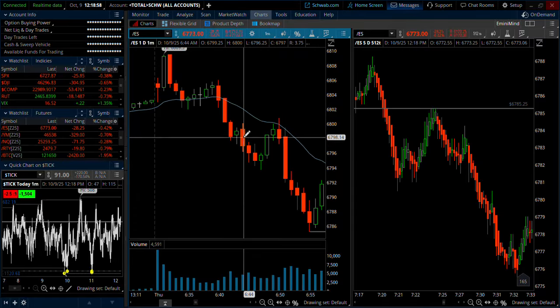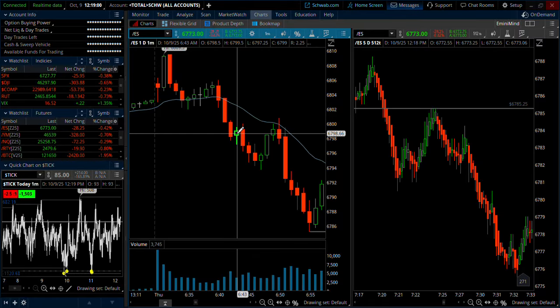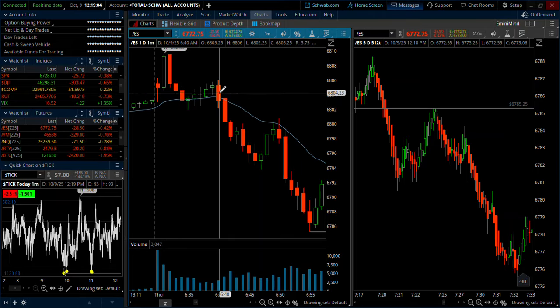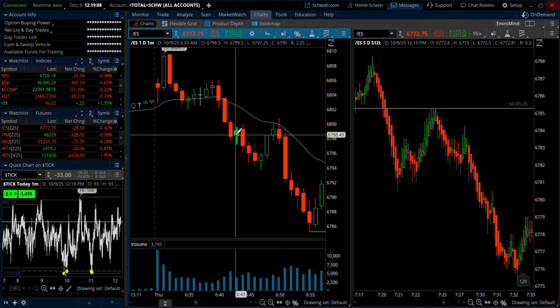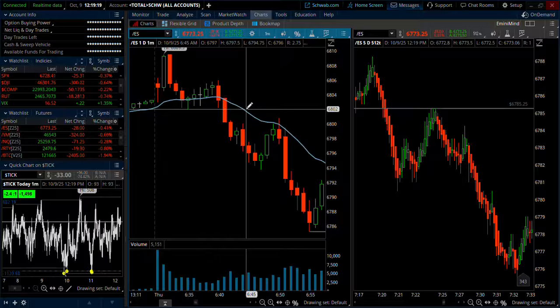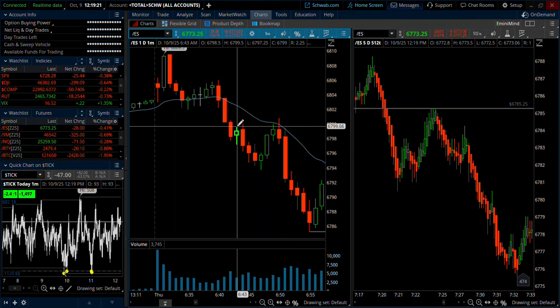Then we had this little hammer in here, and leading into it, we had 3 red bars that formed pretty quickly, and we started to get a lot of momentum to the downside. So I chose to pass on this hammer for 2 reasons. One, we had a strong down move, and two, the next resistance would have been at the 21 EMA, and that was only about 2 points away.